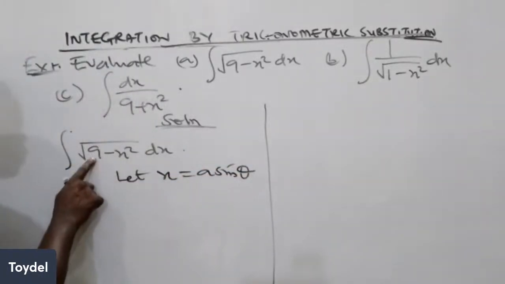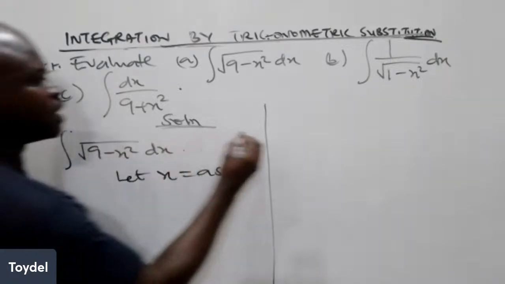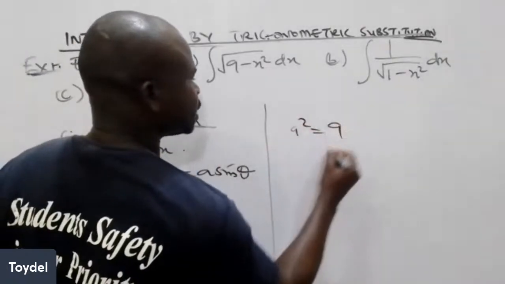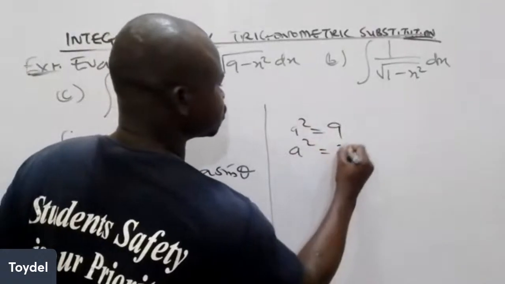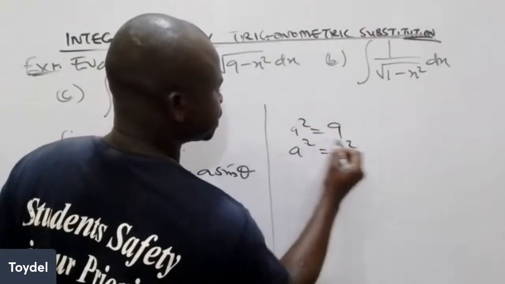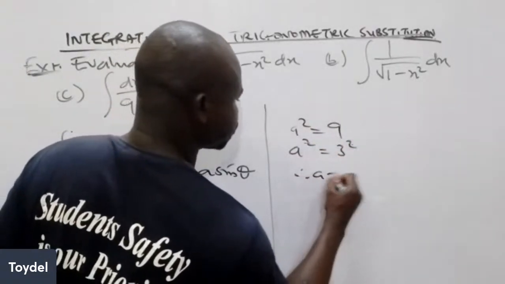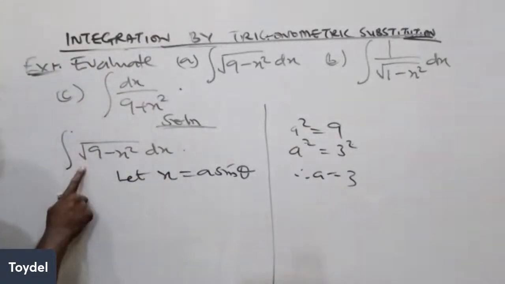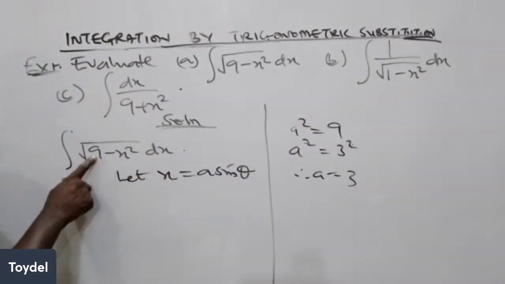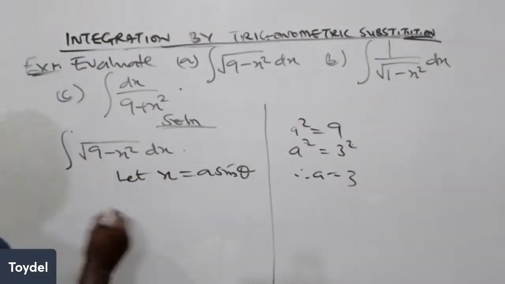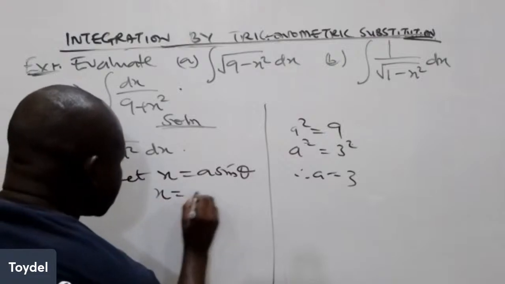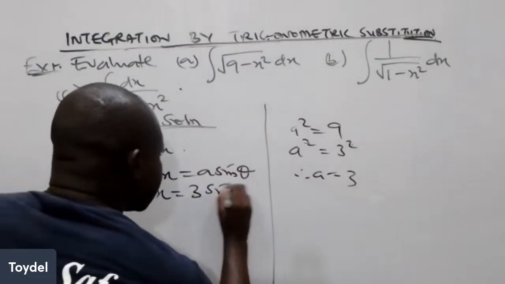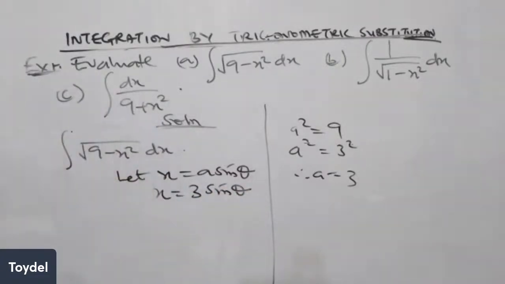But in this case, what we have there is a squared. So if a squared is equal to 9, then a squared is equal to 3 squared. The power equal the base. Therefore, a is equal to 3. So in this particular question, our a here will be equal to 3. That is the implication. So I'm going to have x equal to 3 sine theta. That is what I'm going to use in this question.